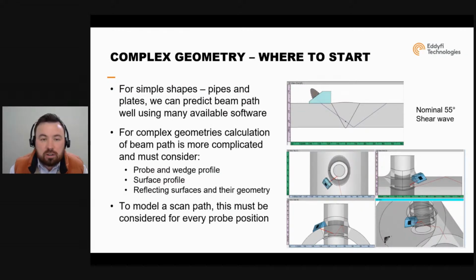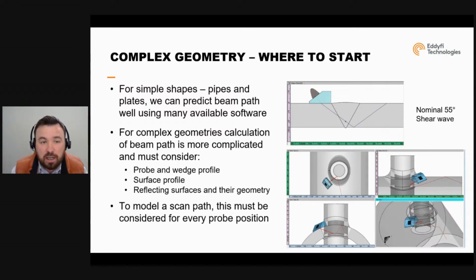So what do I mean by complex geometries? For simple shapes like plate, butt welds, for pipes, beam path is relatively easily predicted, and ray tracing can be done in many software that's available out there on the market for these simple types of shapes, which are easily predictable. Now, for parts with changing geometry, particularly along a scan path, those parts that have non-parallel surfaces, complex curvatures, maybe on the top surface, on the back surface, it's more challenging to predict beam path, and indeed it will often change for every position along the scan length of an inspection.